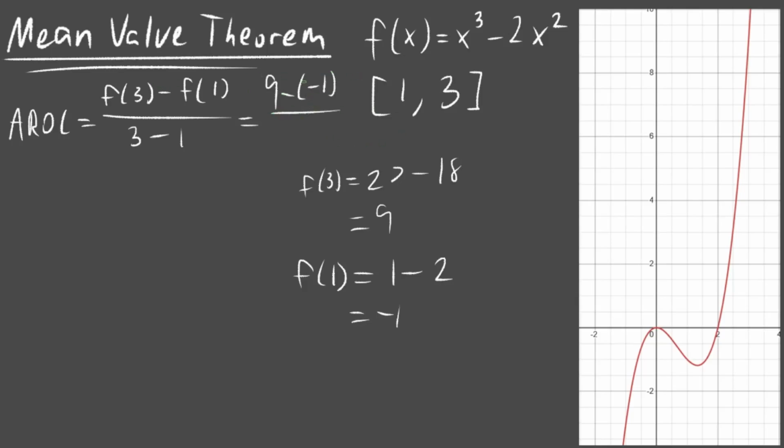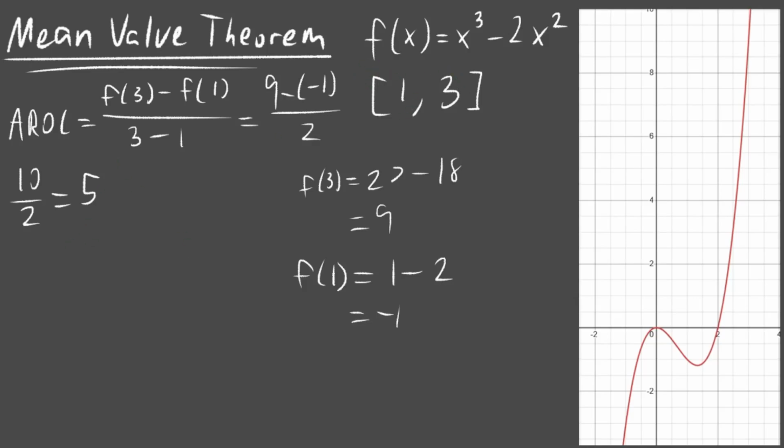I'm just going to write it like that so I don't get mixed up. I got things all wonky, so I'm just going to continue writing this just over here. 9 minus a negative 1 is going to give me 10, divided by 2. It looks like this is equal to 5. So that means that my average rate of change over the interval from 1 to 3 is 5.